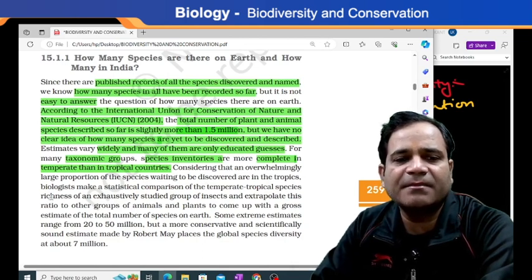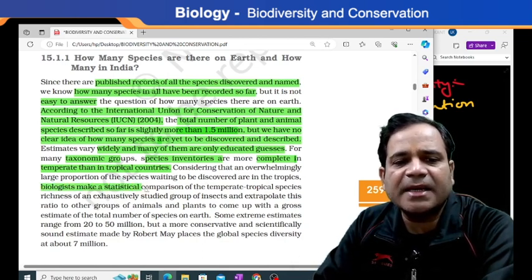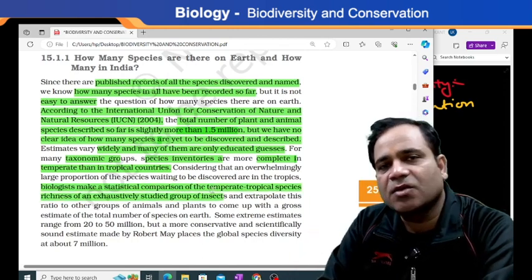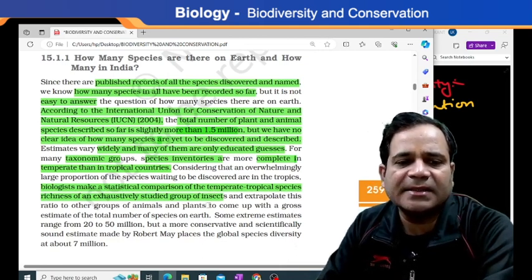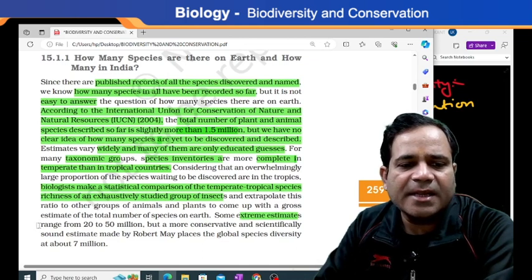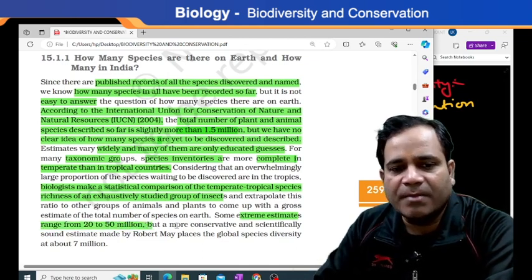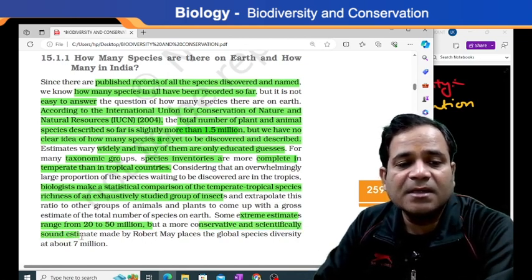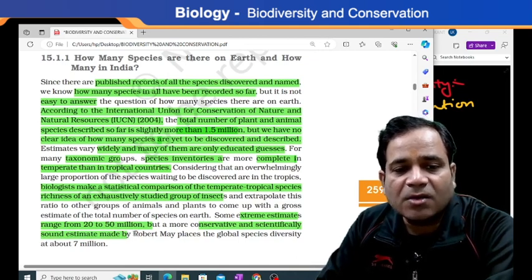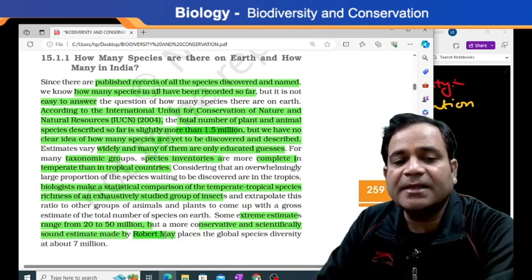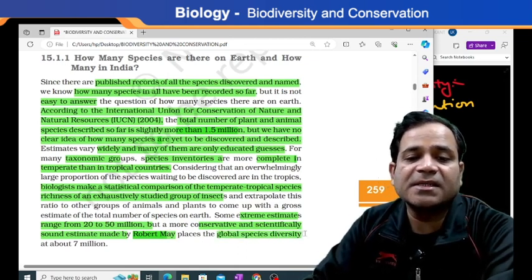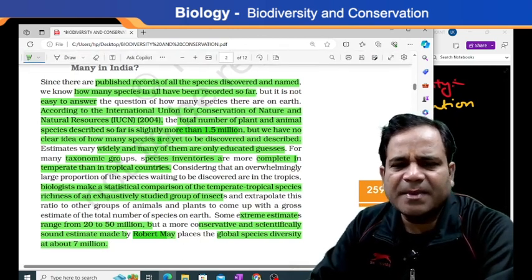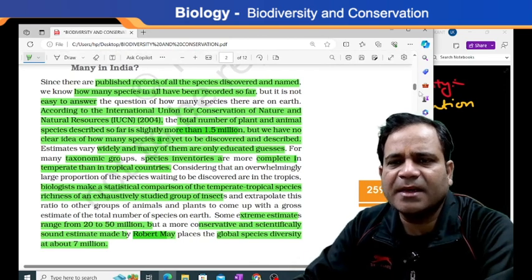So here, considering that overwhelmingly a large population of the species waiting to be discovered are in the tropics, biologists make a statistical comparison of temperate and tropical species richness of an exhaustively studied group of insects. Some extreme estimates range from 20 to 50 million, but a more conservative and scientifically sound estimate by Robert May places global species diversity at about 7 million. So this one is a sound estimate, my dear.